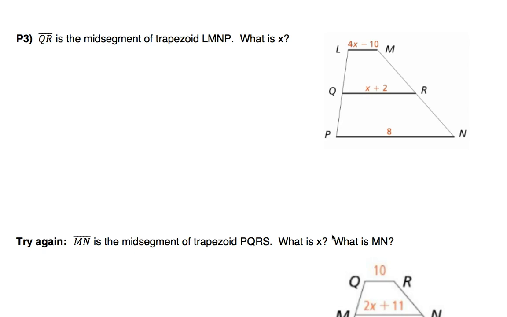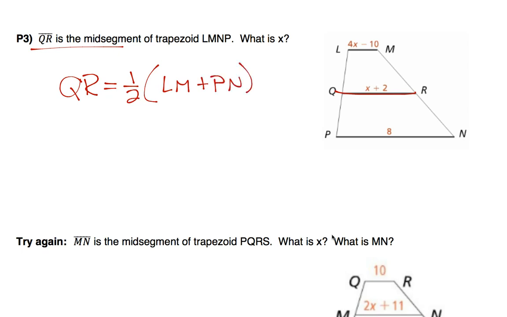So QR is a midsegment. That means that QR equals 1/2 LM plus PN. So that means x plus 2 equals 1/2 (4x minus 10 plus 8).